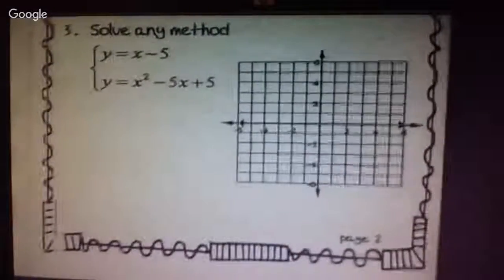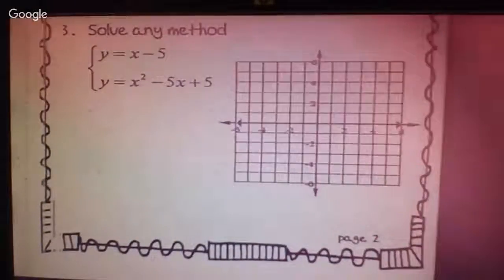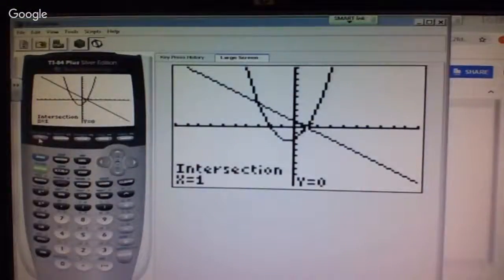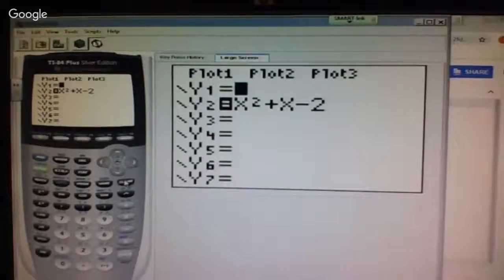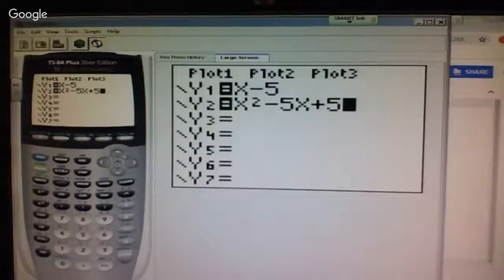And finally, number 3. Did anybody get number 3? Oh, but there is. No, there's not. Yes, there is. Hold on. I promise you, there's solutions. So let me clear this out. So that should have been x minus 5. And down here, this should have been x squared minus 5x plus 5. That's why I'm pulling it up here.